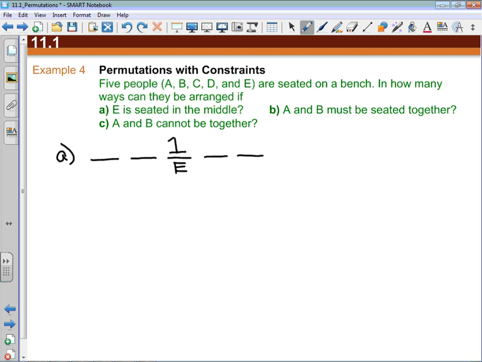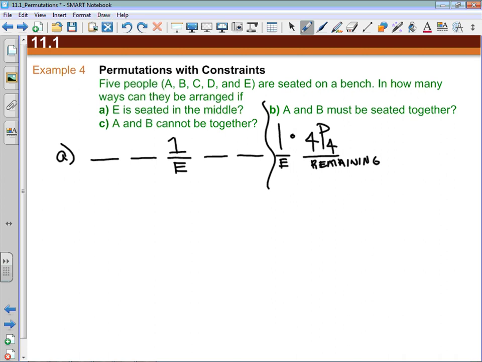But another way of looking at it is for these 4 remaining spots, I have 4 people and I need to pick 4 places for them to sit. Now we have the one option for the E. That's my E right there. And then this 4 pick 4 is the remaining. And the reason that it doesn't matter that E is in the middle is because we're multiplying, and the order of multiplication doesn't make a difference.